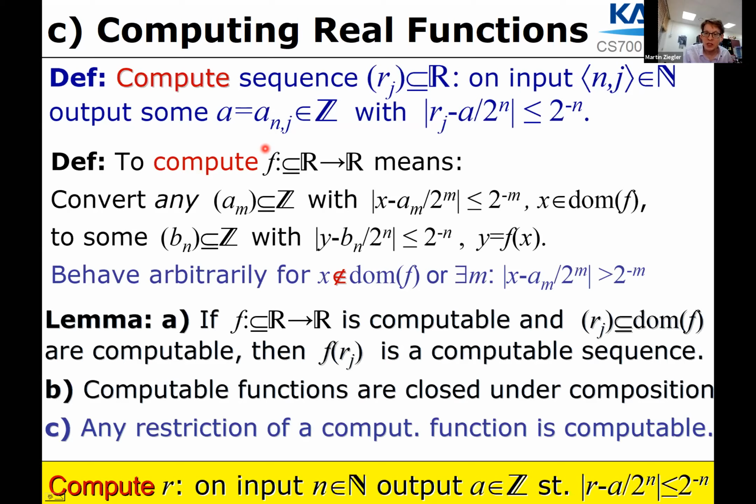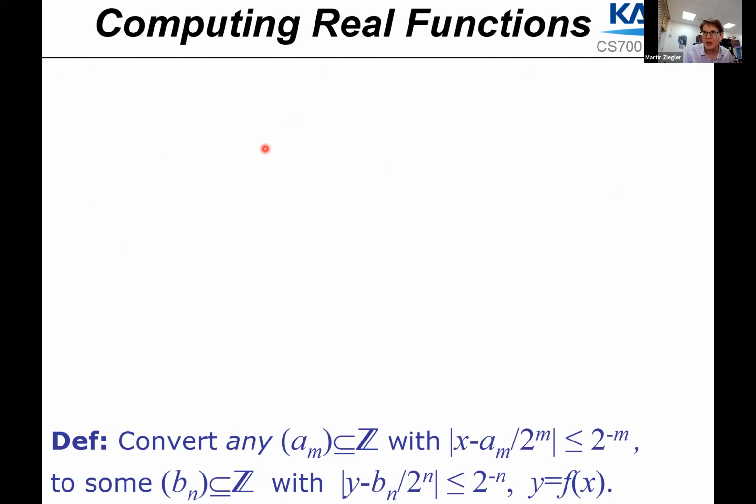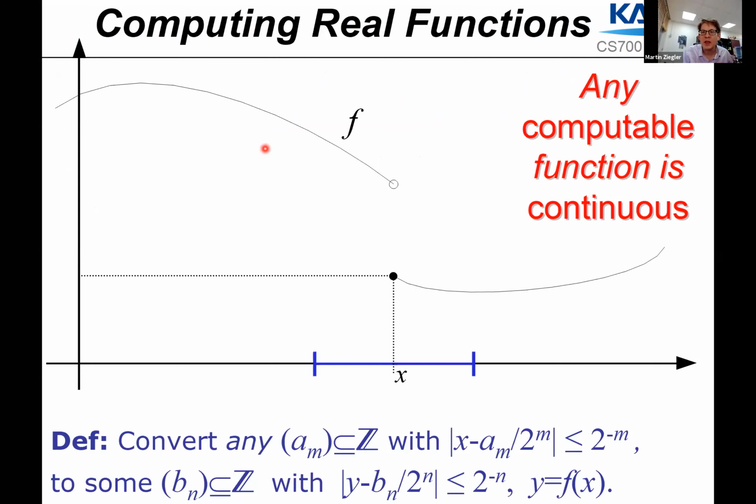Closure under restriction, closure under composition, all the nice properties, but also maybe not so nice property, namely that any computable function is necessarily continuous, basically because of this infinite sequence of input approximations where within finite time, any reasonable algorithm can have seen only a finite initial part of that infinite input sequence.